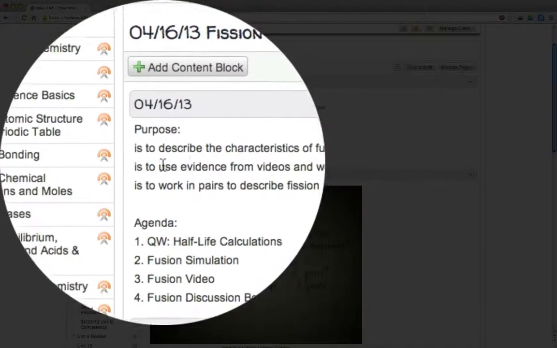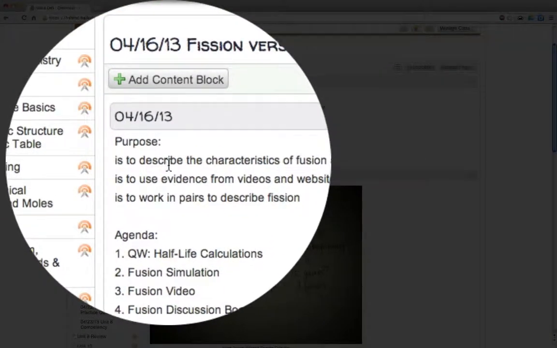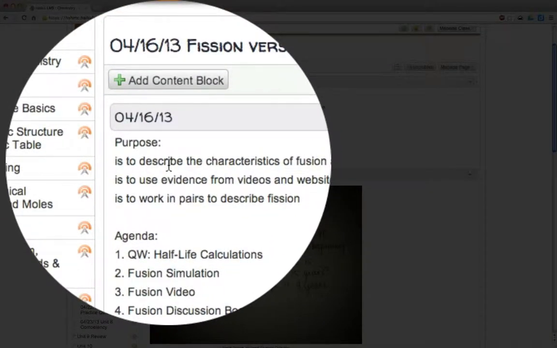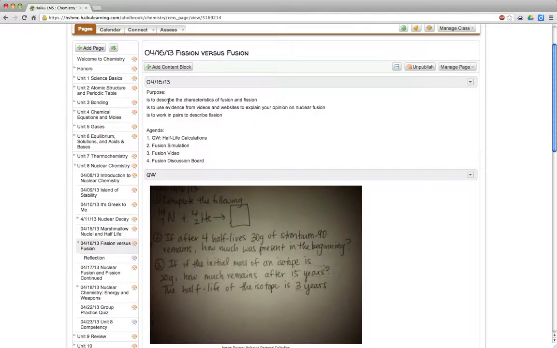First, the purpose was posted both online here in the Haiku page as well as in the classroom. This allows me to discuss the purpose as a class with face-to-face instruction, and then also gives the students a reminder once they log into Haiku as to why we're doing the lessons. So before the students get laptops, I go over the purpose, and then I also modeled how to use the online simulation that the students will be using throughout this lesson.